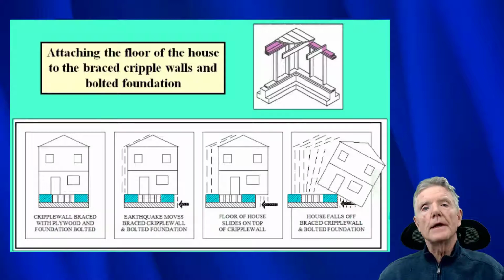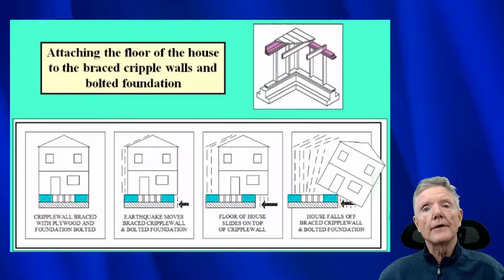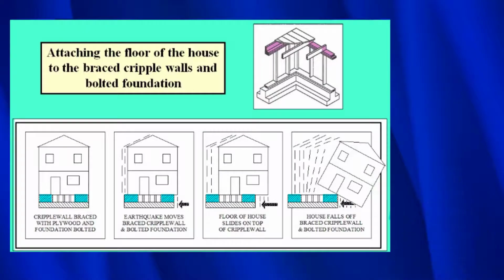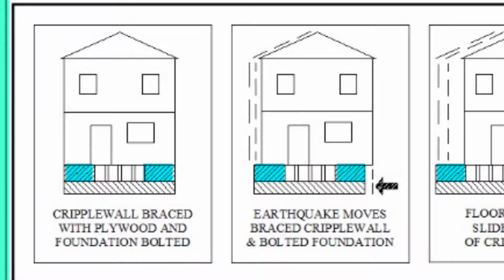Now that we've braced the cripple wall with plywood and bolted the cripple wall to the foundation, there's one more thing we need to do. We need to make sure that the house stays attached to the top of the cripple wall, otherwise it'll slide off. So let me show you how that works. So here you can see the braced and bolted cripple wall sitting on the house.